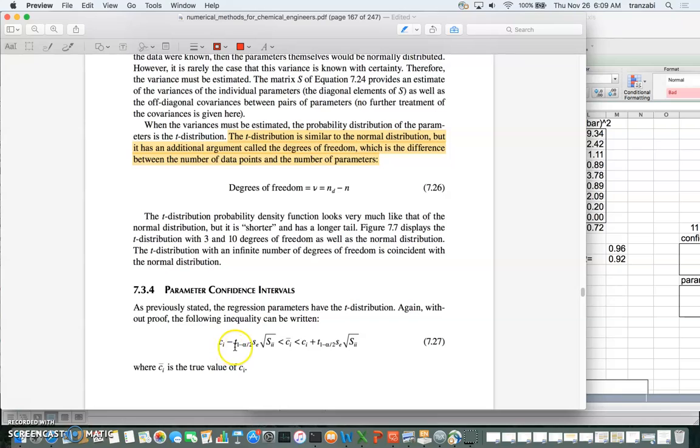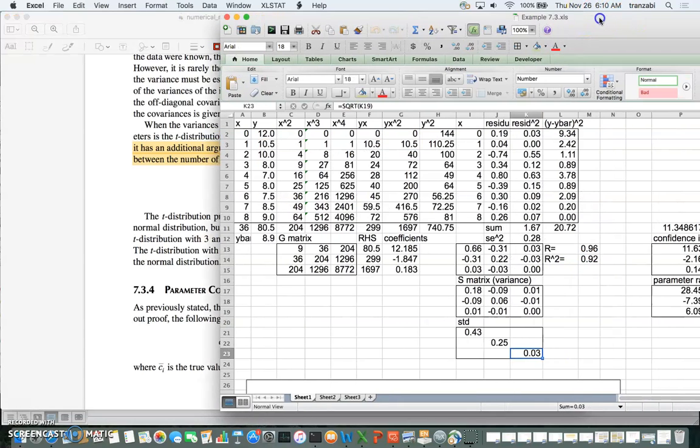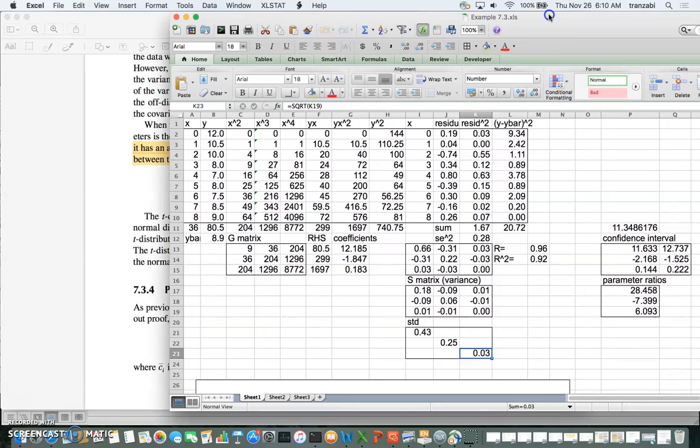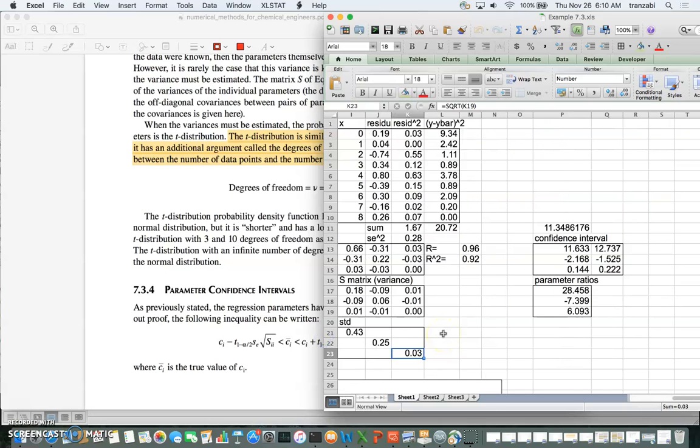So let's look at this t1 minus alpha over 2. So this is a t-distribution. Excel has a function that can calculate the t-distribution. For t-distribution, we need the confidence interval, which is called alpha, as well as the degrees of freedom. So let's see how we can calculate the error bars or the lower and upper bound using the t-distribution for example 7.3 in the textbook. So I'm going to move this one a little bit over here. You have to squeeze this a little bit and do that way.